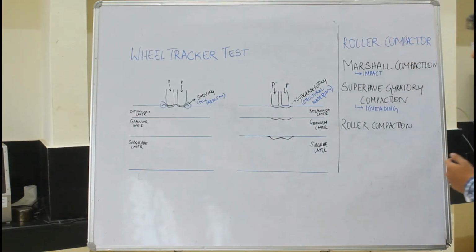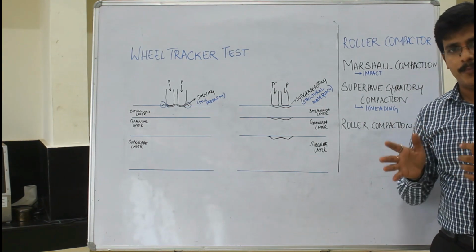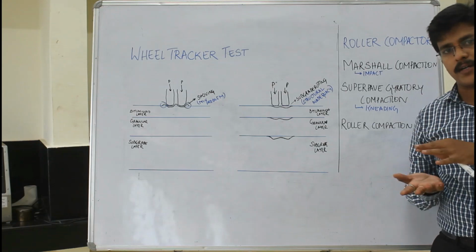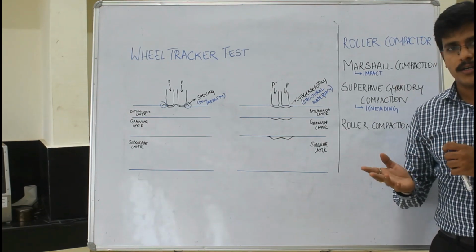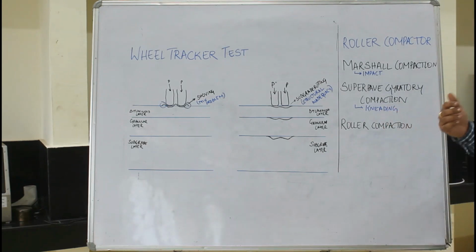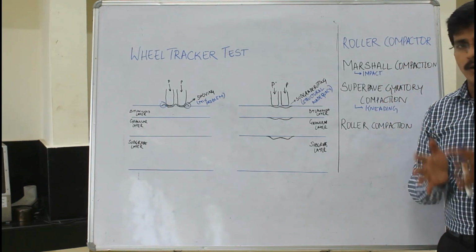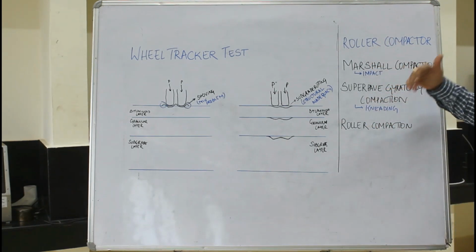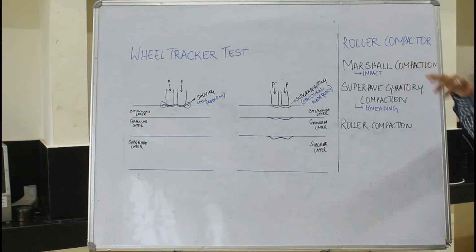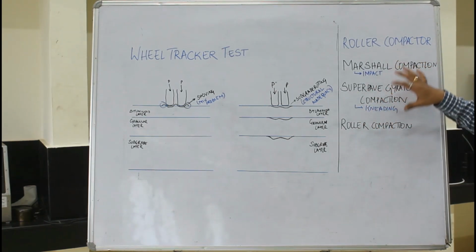Now what is a roller compactor? You might have seen that when we lay pavement, we use rollers to compact. The compaction can be done by either a static wheel roller or a vibrating wheel roller. But in the laboratory, we use methods like Marshall compaction, and the other is Superpave gyratory compaction. We will discuss both of these later on.